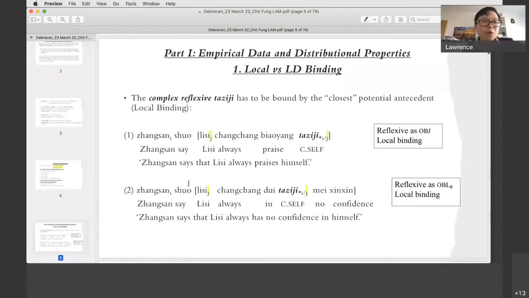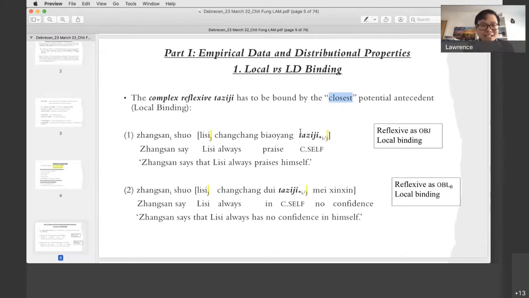All right. So let's start with the empirical data and the distributional properties. The first property is local versus long distance binding. The complex reflexives target Z, what we found is that it has to be bound by what we call the closest potential antecedent. I just use the term closest here as a more intuitive way. Later we'll talk about how this concept closest can be defined in a given formal framework.